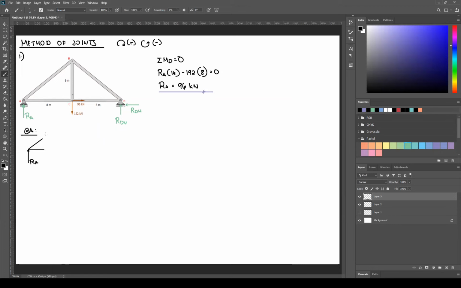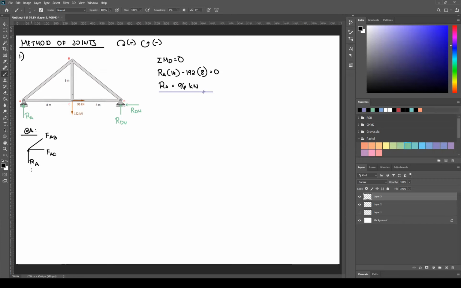I like to label them as F sub AD, and then this would be F sub AC. Now we have to assume their direction. You can guess randomly, that's fine, or you can make an intelligent assumption. To do that, look at what we have. I have RA, that's upward.